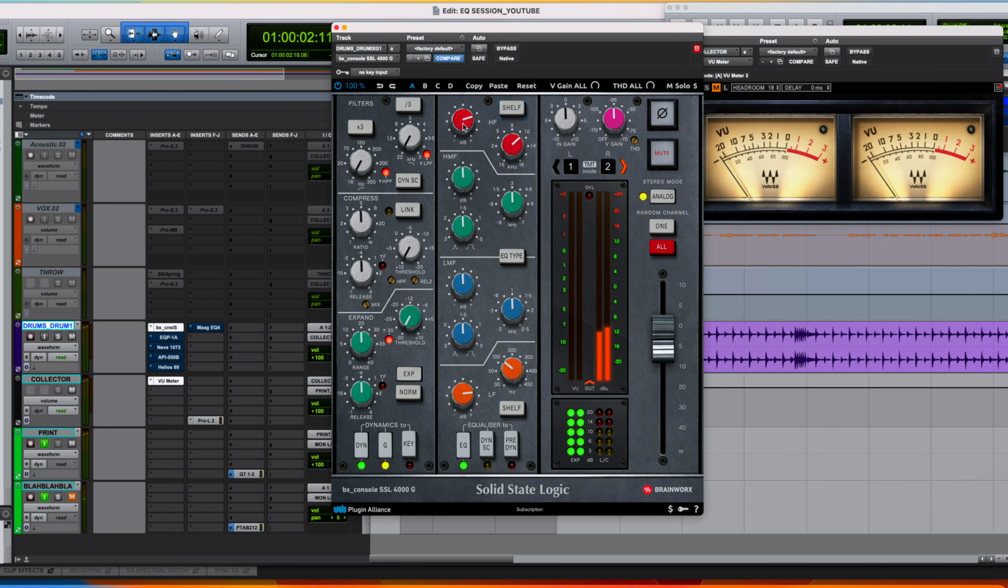Pretty transparent, pretty similar to the Pultec. What you see is what you get. We're not getting a whole lot of extra artifacts. We're definitely not getting any secret sauce without having the EQs engaged. It's just clean, and it does what you want it to do.